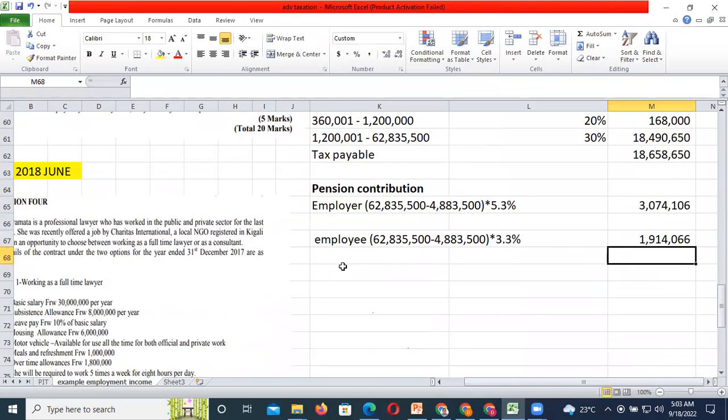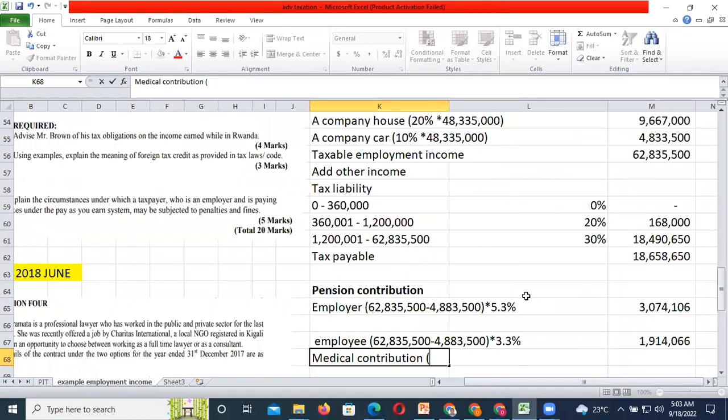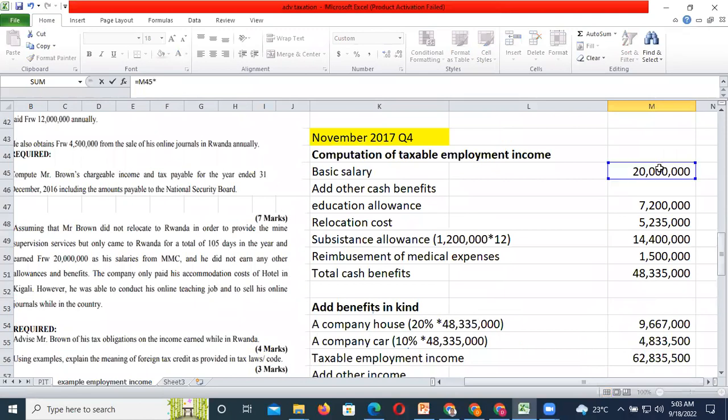So I can still now compute the medical contribution. If you are to compute the CBHI medical contribution, because we are computing it on the basic salary, our basic salary is 20M times 7.5%. So I will have this times 7.5%.